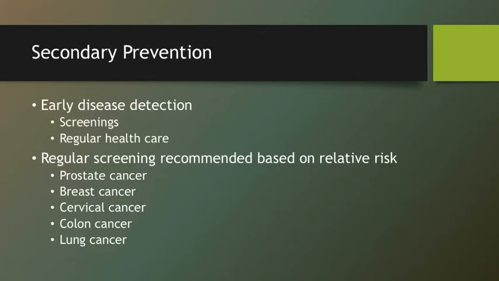The American Cancer Society has recommendations for cancer screenings for prostate cancer and breast cancer. They start off with a digital rectal exam for prostate cancer, and then breast exams for breast cancer. Also for prostate, they'll do a PSA, and for breast, you'll get a mammogram. Cervical cancer screening, they'll do Pap smears.